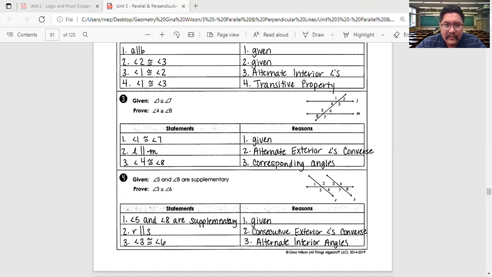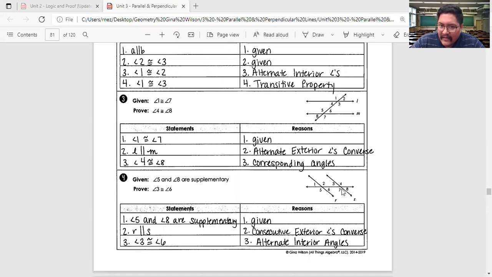So again, let's look at what we have. So 5 and 8. So this one and this one. So 5 and 8 are supplementary, which means that they will add up to 180 degrees. All right, so that would mean already that they are consecutive because they're on the same side, exterior angles. All right, so let's write our given. Okay, that was our given. Therefore, we would know that they would be parallel because of consecutive exterior angles, converse.